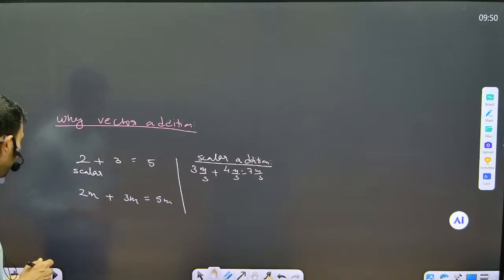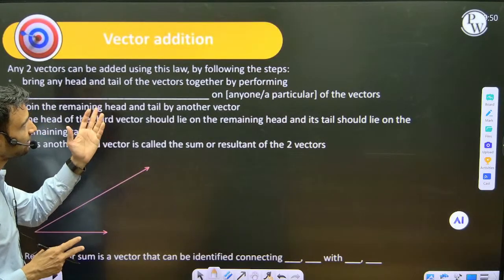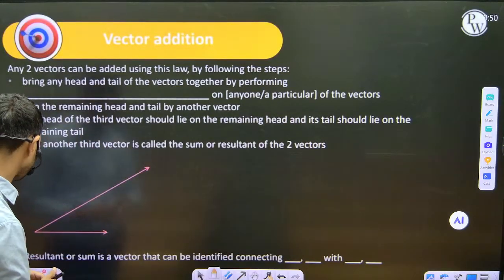Then tomorrow we'll see what vector addition is and why we need these laws. What is the reason for having these laws, right? That we'll see tomorrow.